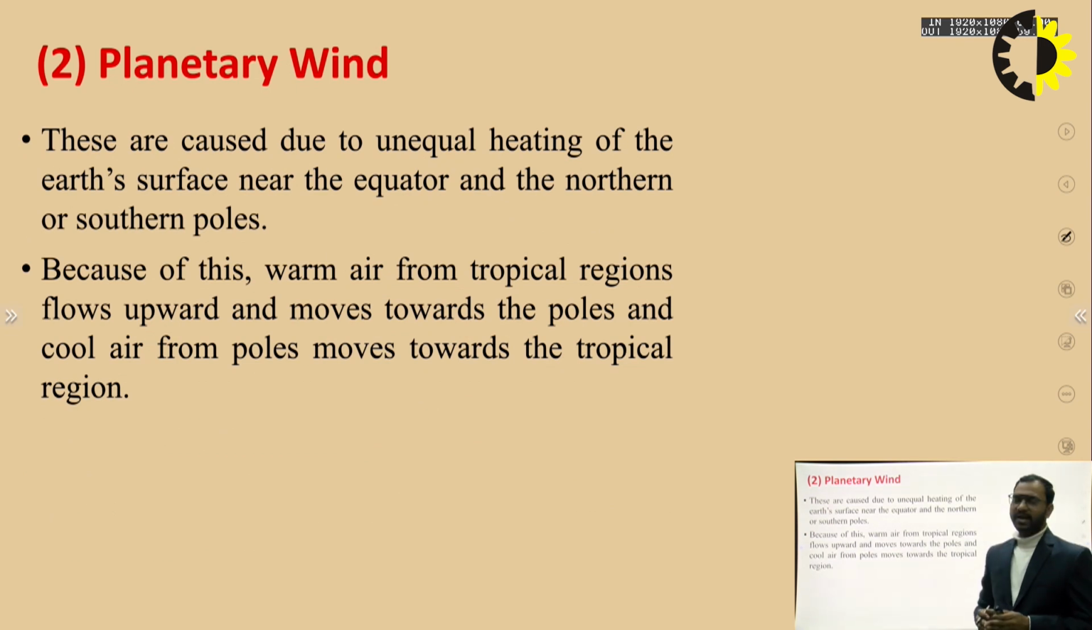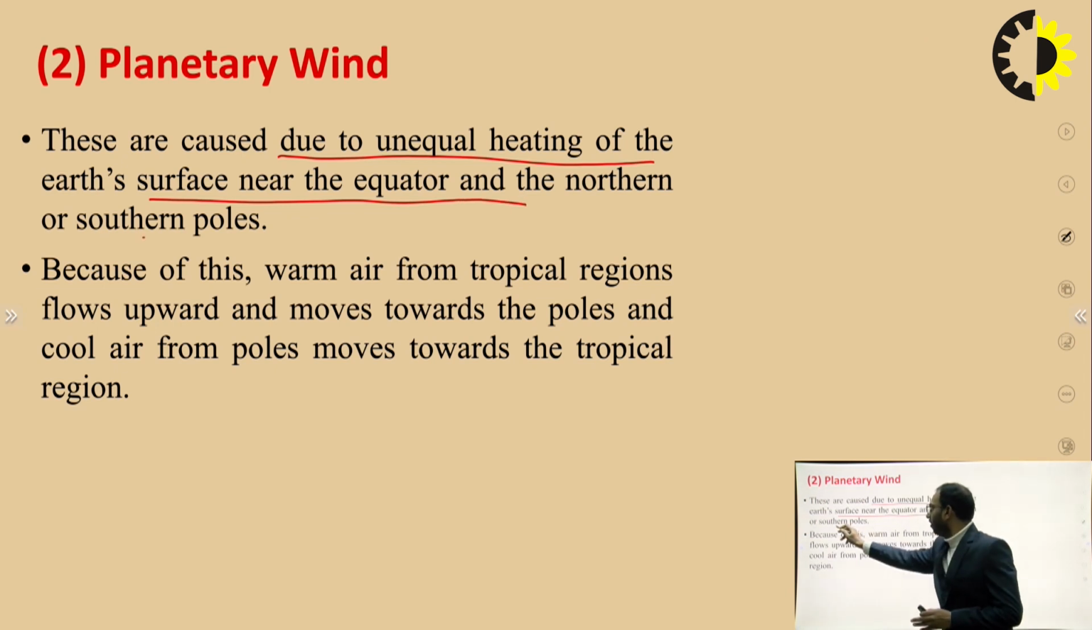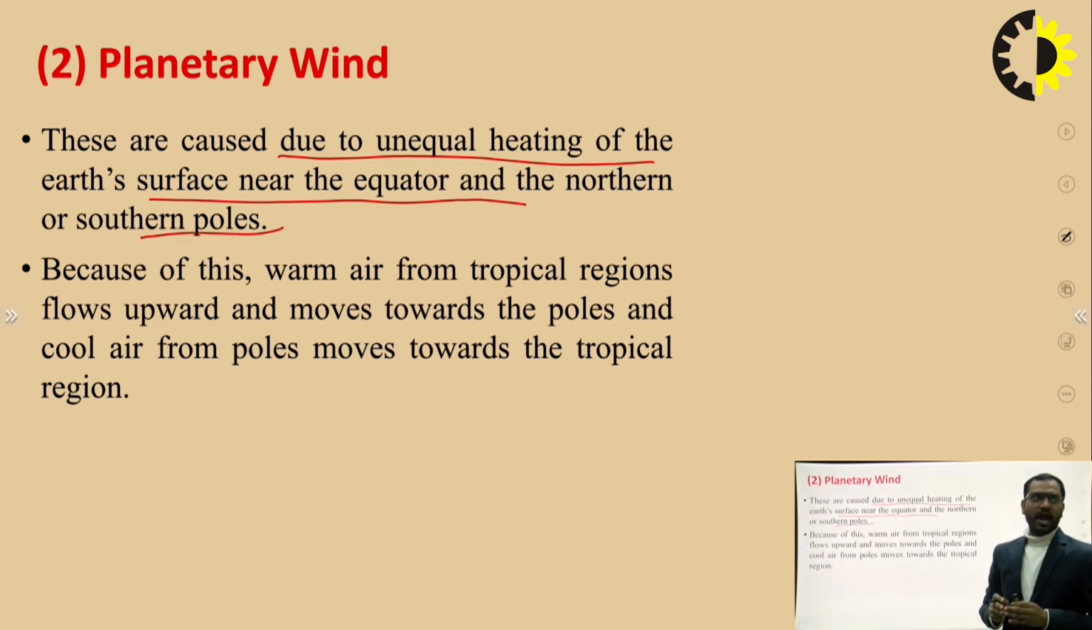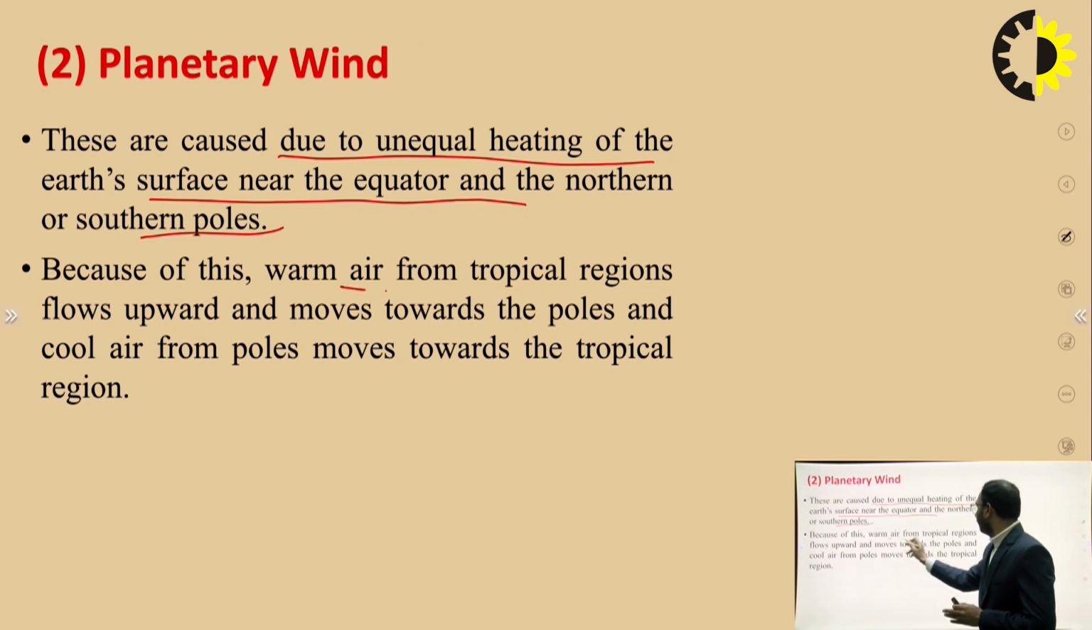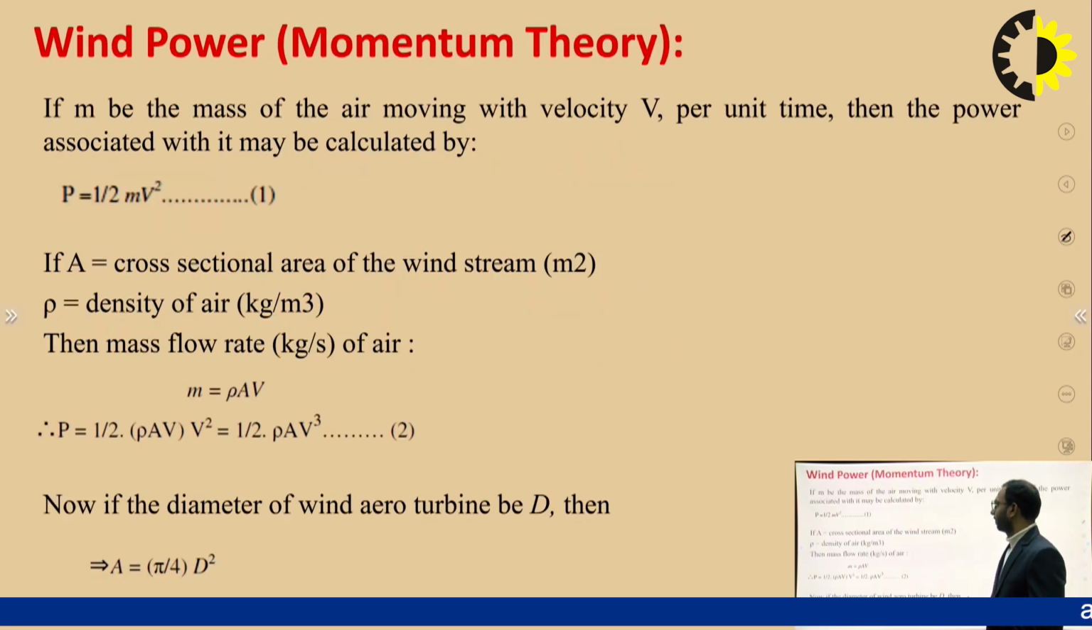Then what is planetary wind? This type of wind is caused due to unequal heating of the Earth's surface near the equator and the northern and southern poles. Because of this, warm air from tropical regions flows upward and moves towards the poles, and cool air from the poles moves towards the tropical regions. Due to this, planetary winds are generated.